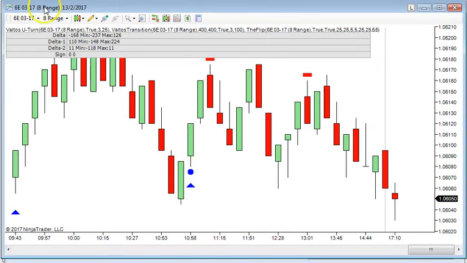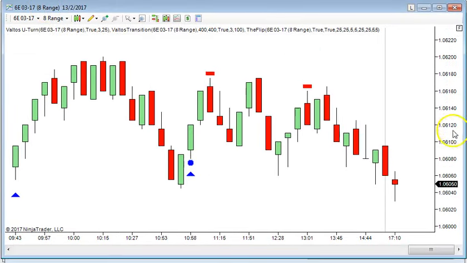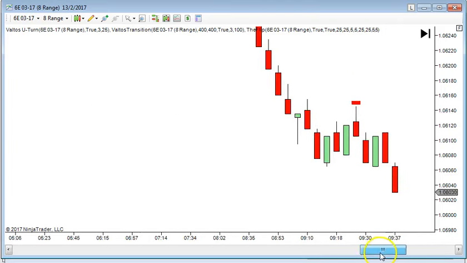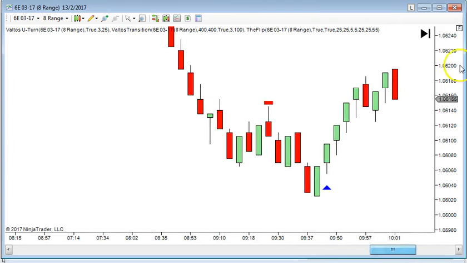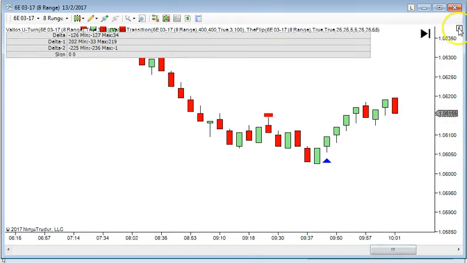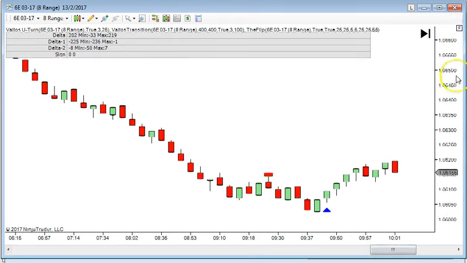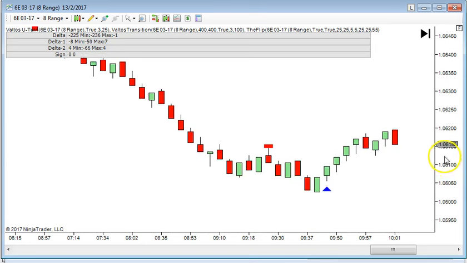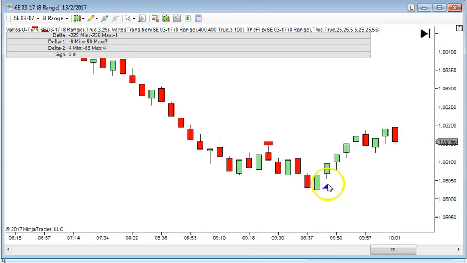Excuse my language, but anyway, I'll show you some other charts here. This is also a euro currency. It's an 8-range chart. There are a few of the indicators on here. This is the U-turn, the transition, and the flip. So the flip is actually the arrow. The U-turn I have set at this hash. So it gives a sell here, and then it comes around and gives you a little buy there.